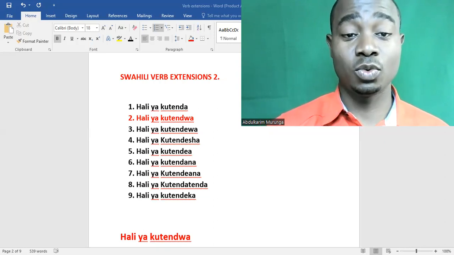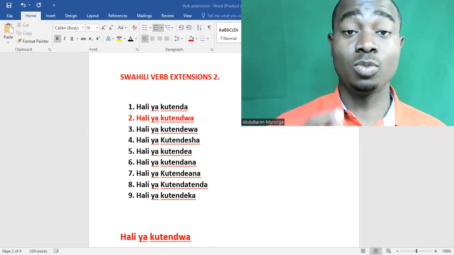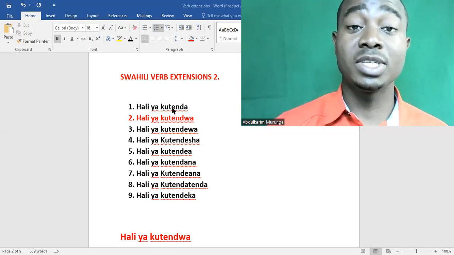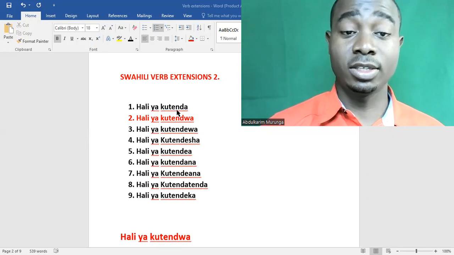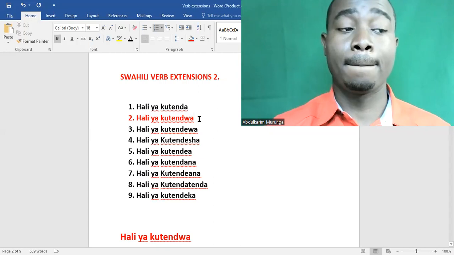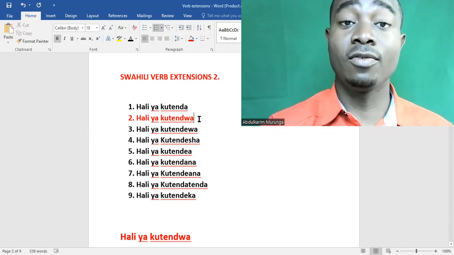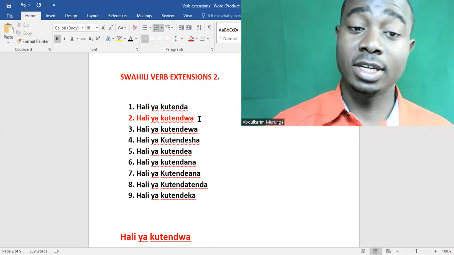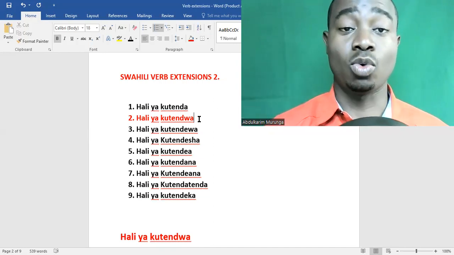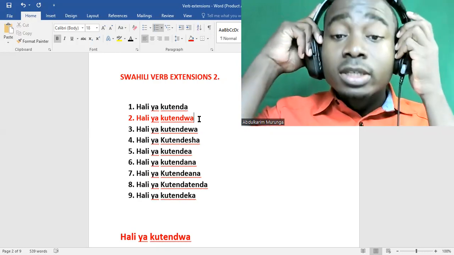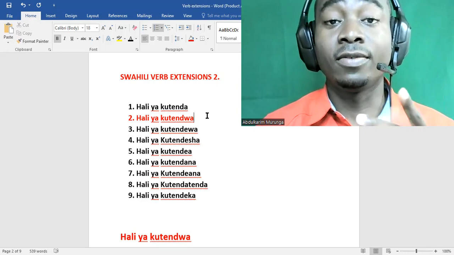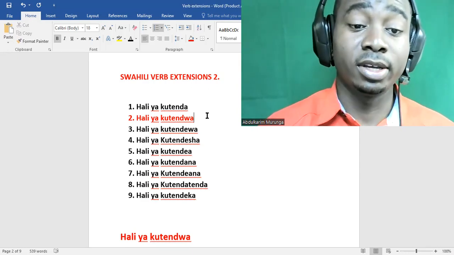Leo tutajifunza kuhusu hali ya kutendwa. Kumbuka katika darasa lililopita tulijifunza hali ya kutenda. Sawa? Active form of Swahili verb. Today we're learning about the passive forms of Swahili verbs. So in the yesterday lesson we talked about the active form, hali ya kutenda. Now, hali ya kutendwa. Sawa? So this lesson will be divided into two parts, the first part and the second part, okay?